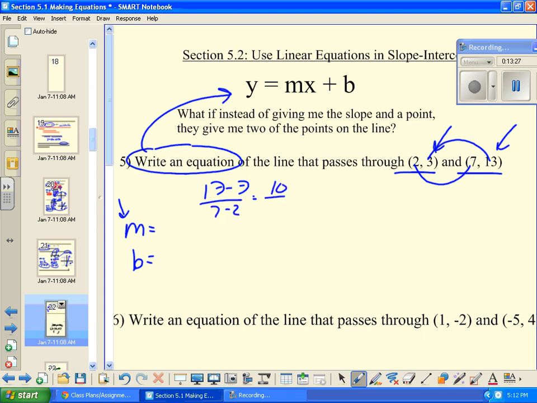13 minus 3 is 10. 7 minus 2 is 5. 10 divided by 5 would give me 2. There, now I've got the slope of this line. So that's good. At least I have m. I still have to find b.